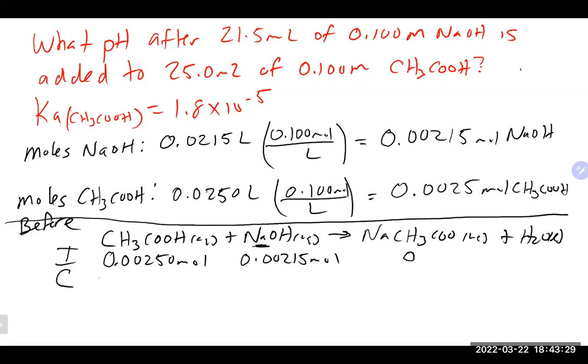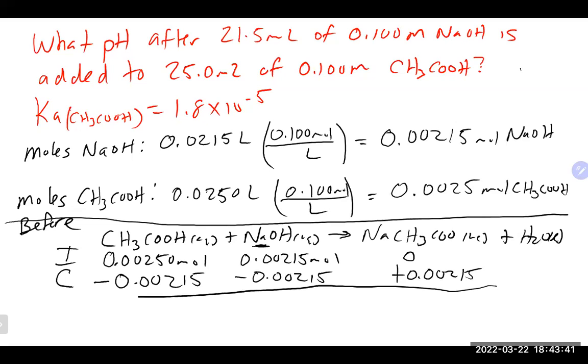The change here would be our sodium hydroxide, as we have not reached that equivalence point yet. It is still the limiting reagent. Which means at equilibrium, we will end up with 0.0025 minus 0.00215, which is 0.00035 moles, 0 of that one, and 0.00215 moles of that one.